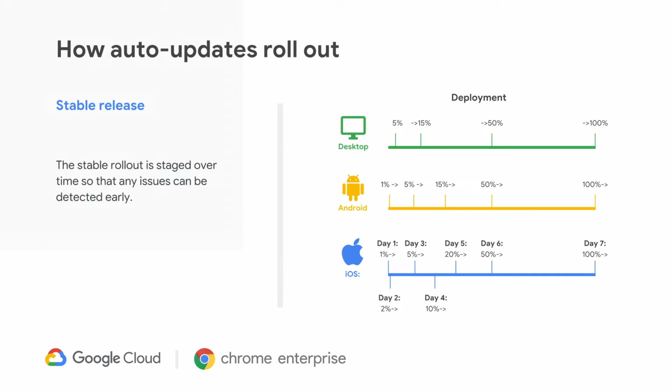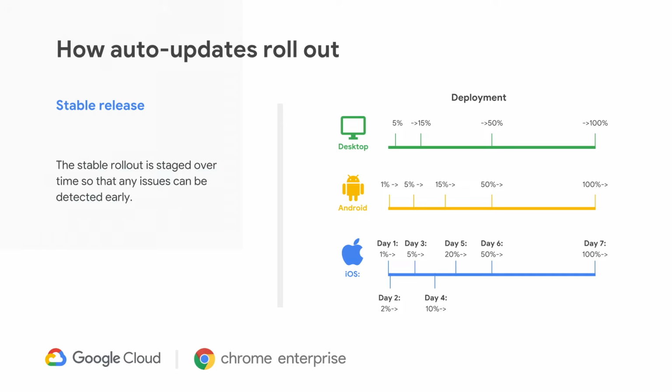Each stable release marks a major version release, and each Chrome platform has a different stable rollout plan. It's important to note that this can vary based on circumstances, but this is a good general guide that can help you with your planning. Today we're mostly going to focus on desktops. The desktop consists of three main platforms: Windows, Mac, and Linux.